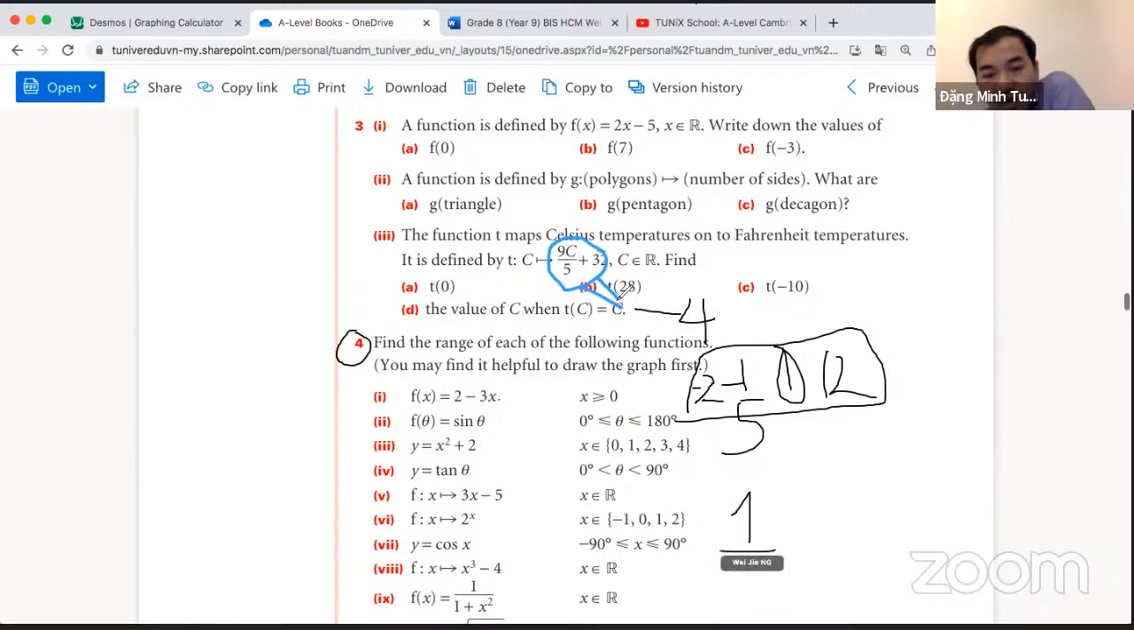Now, for example, you can draw the graph for y equal to x squared plus 2. You make a table of 0, 1, 2, 3, 4 as the given information. You can try to draw this one yourself on the notebook. You can understand well.